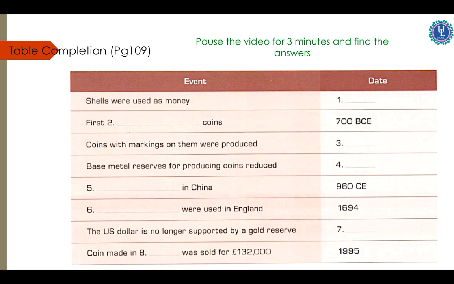Okay, let's check the answers. Alright, 1, 2 silver, 3, 4, 5 paper money, banknote for number 6. Number 7, we have the year of 1981. And the final one, we have the time when the coin was made.